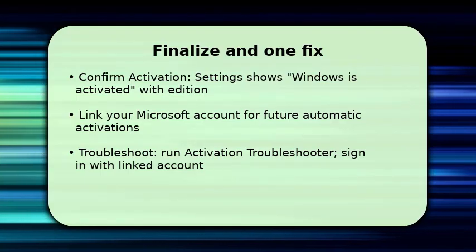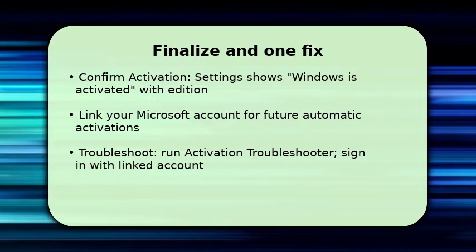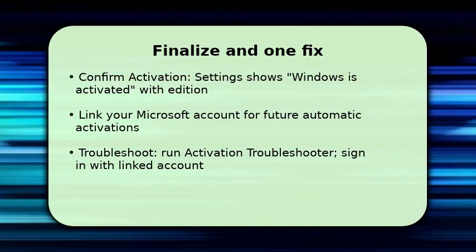Make sure you link a Microsoft account under Settings so hardware changes won't break activation later. If activation still fails after correct key entry, run the Activation Troubleshooter and sign in with the account that holds the digital license. This resolves most mismatches. If that does not work, note the error code and contact support.